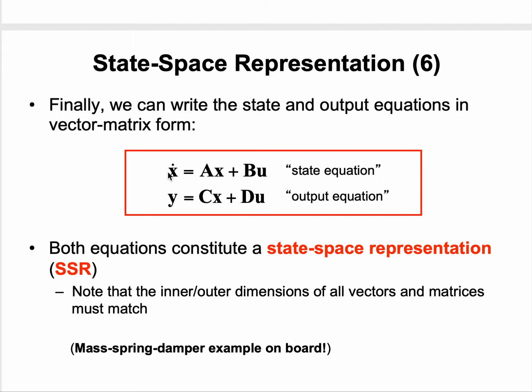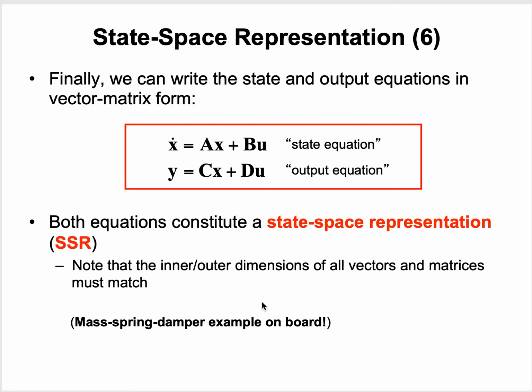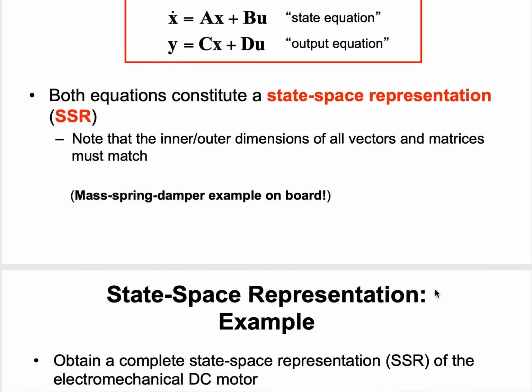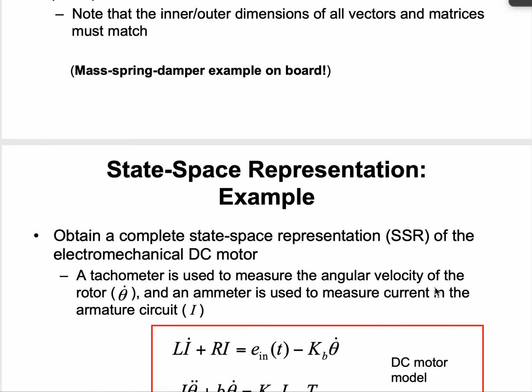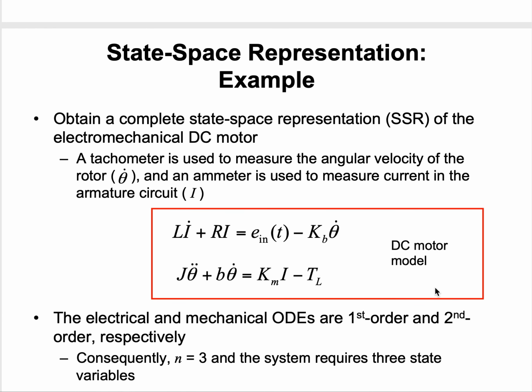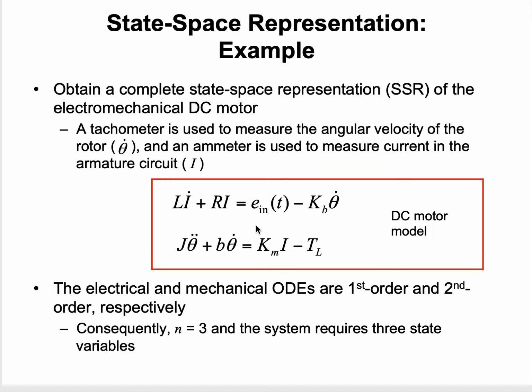That's the state equation. That x dot is a vector, Ax plus Bu, y is equal to Cx plus Du. We have shown the mass spring damper example on the board. Remember, x dot is equal to [0, 1; minus k over m, minus b over m] times x plus [0; 1 over m] times u. U was the force applied to the mass spring damper system. Okay, we have also done this example.